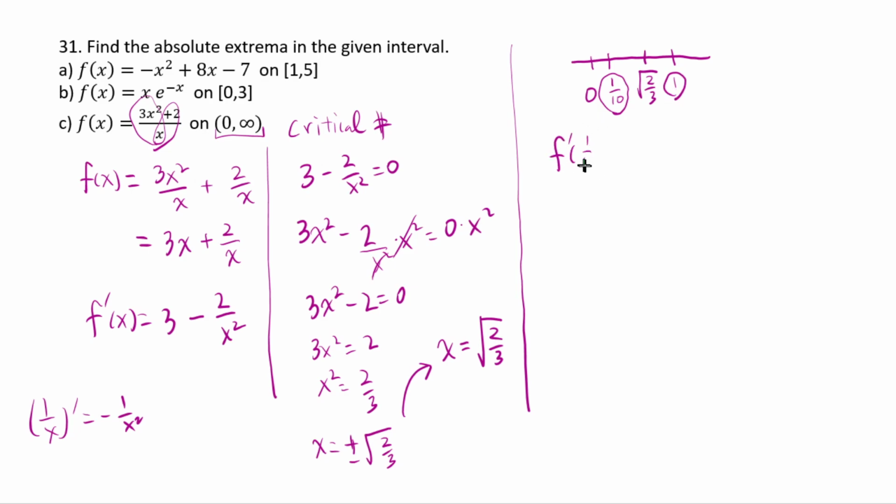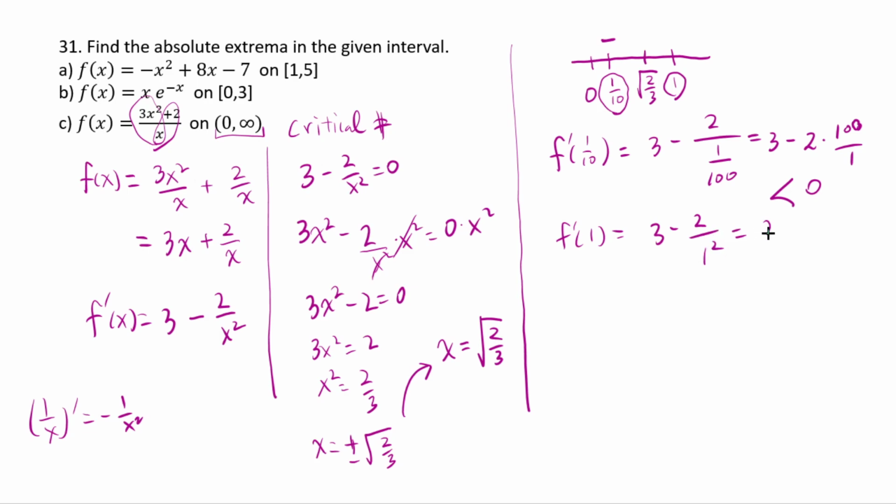Evaluate f prime at 1 over 10, which is 3 minus 2 over 1 over 10 squared, which is 1 over 100. But division by a fraction is multiplication by its reciprocal, right? So it's 2 times 100 over 1, the reciprocal. And that's 3 minus 200. That's definitely negative. So that's less than 0. Put a minus here. f prime of 1 would be 3 minus 2 over 1 squared, which is 3 minus 2, which is 1. That's positive. This is positive. And that is the sign of f prime, which means f must be decreasing and then increasing. Okay.